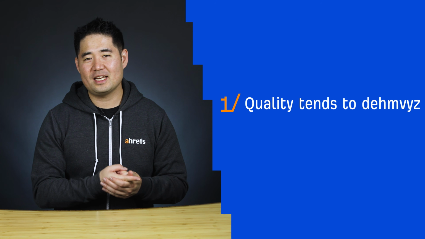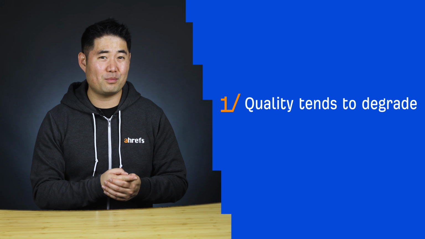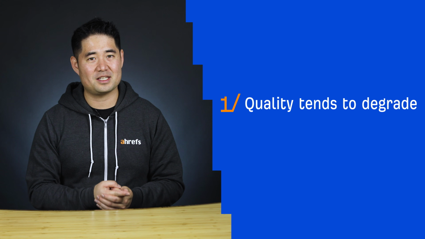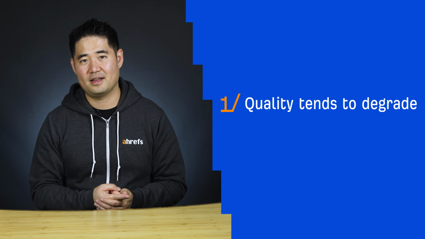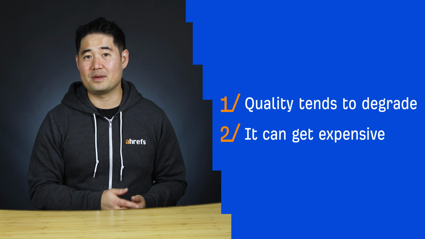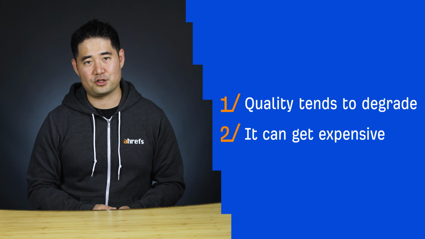Number one, as you publish more content, the quality tends to degrade. And with around 7.5 million blog posts being published every day, it's tough to stand out with mediocre content. And number two, it can get expensive. But that's often because a lot of companies build systems in a very inefficient way.